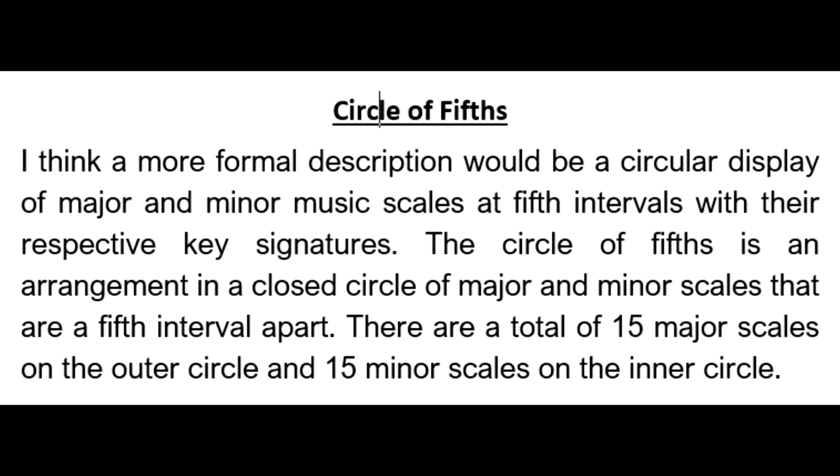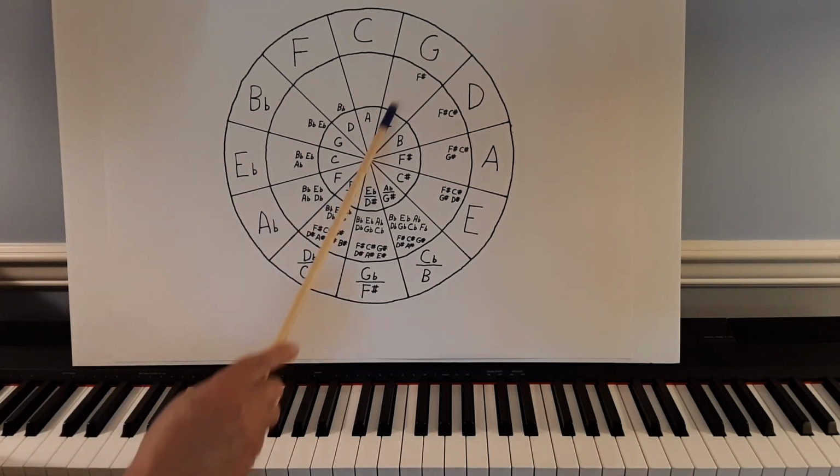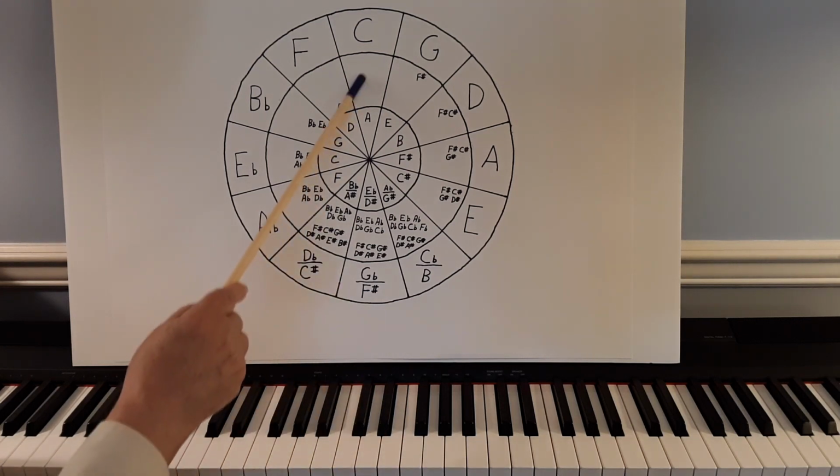The circle of fifths is an arrangement in a closed circle of major and minor scales that are a fifth interval apart. There are a total of 15 major scales on the outer circle and 15 minor scales on the inner circle. Major and minor scales with sharp key signatures are on the right side of the circle, over in this area. And major and minor scales with flat key signatures are on the left side of the circle, over in that area. C major and A minor do not have sharp or flat notes in their key signatures, which is why this area is blank.